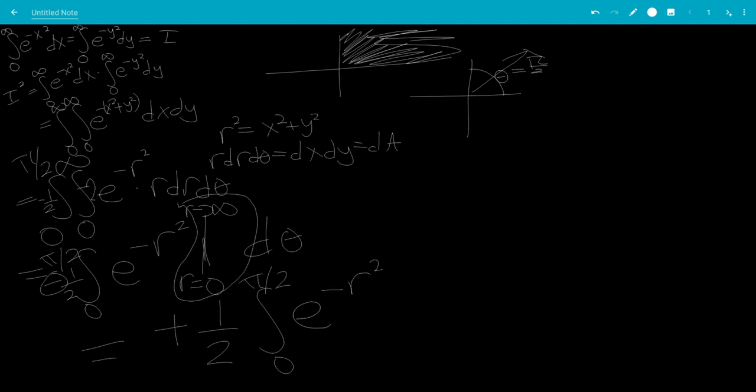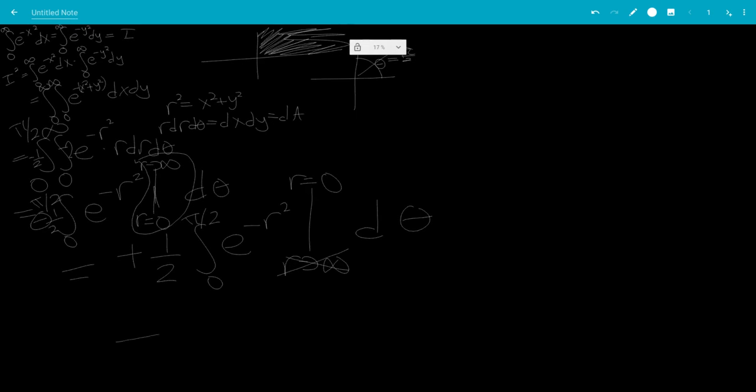So this will be e to the minus r squared, plugging in from r going to infinity to r equals 0. But when you plug in infinity, it's e to the minus infinity, so that will go to 0. So this will be 1 half integral from 0 to pi over 2. So now r is 0. So we plug that in, so that would be e to the 0, which is 1. So this will just be 1 d theta.